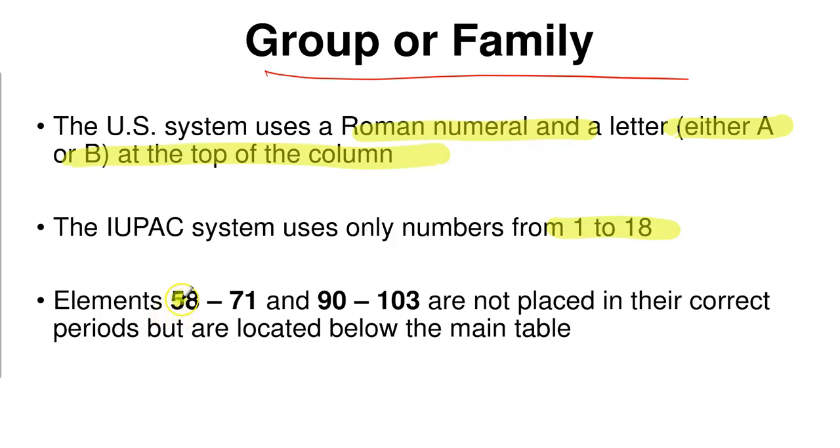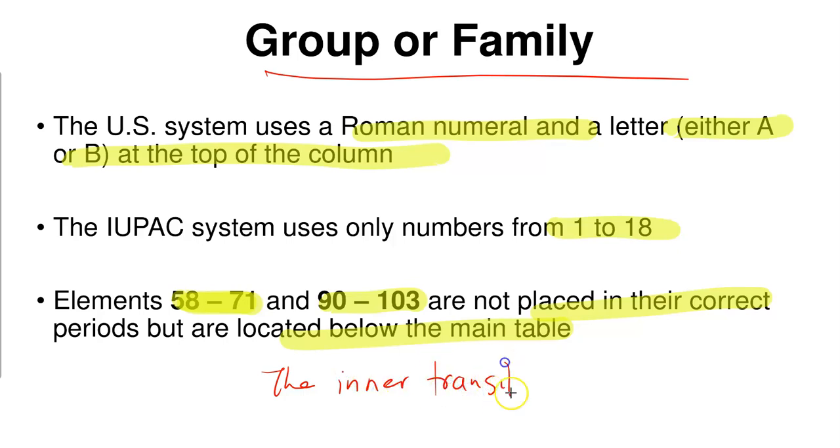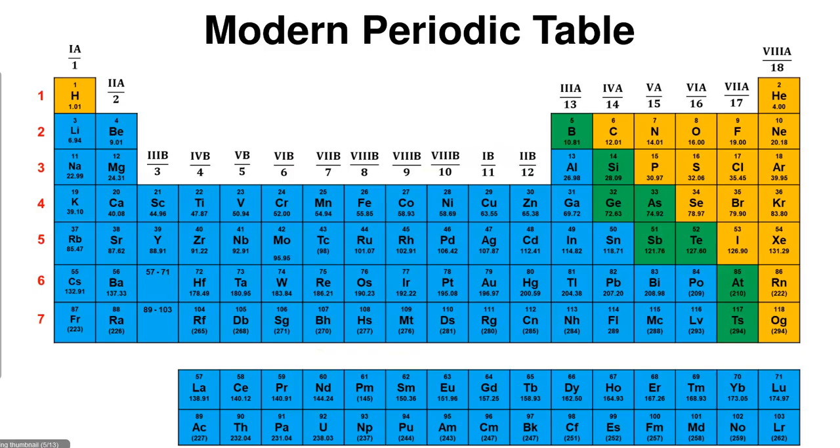So elements 58 to 71 and elements 90 to 103 are not placed in their correct order, in their correct periods, but they are located below the periodic table. They have been cut out and placed below the periodic table. These elements are actually called the inner transition metals. So we'll get to those names much later. The inner transition elements, that's what they're called. They're moved down for convenience on how the periodic table is shown.